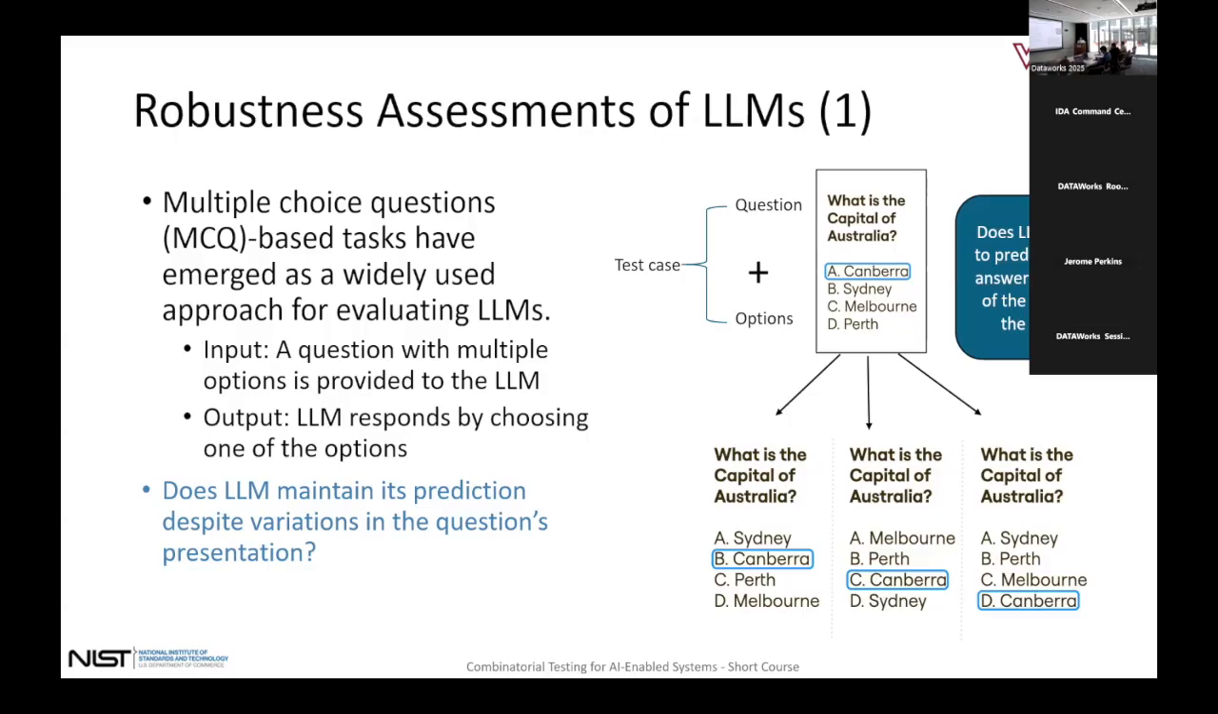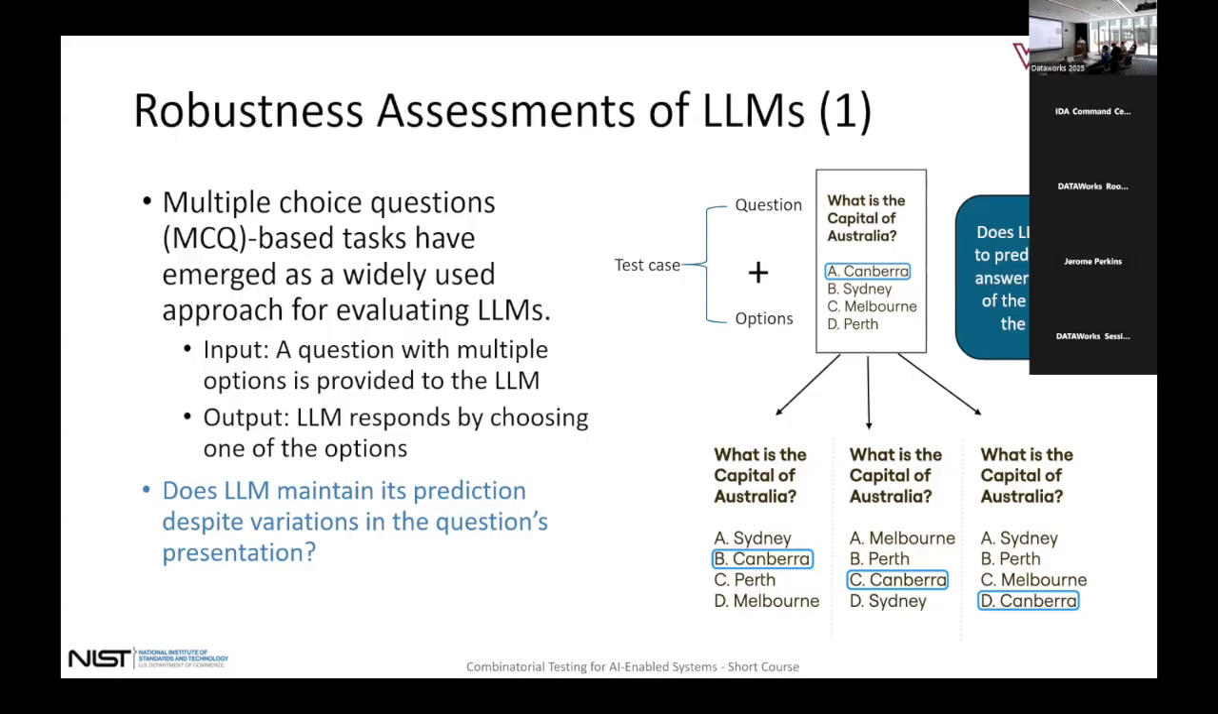But does the model continue to do that? Existing studies have shown that that's not the case. The LLM's prediction tends to change if there is a change in the order in how the model is being provided the questions. So we want to perform robustness assessment to have good confidence in the system's ability.